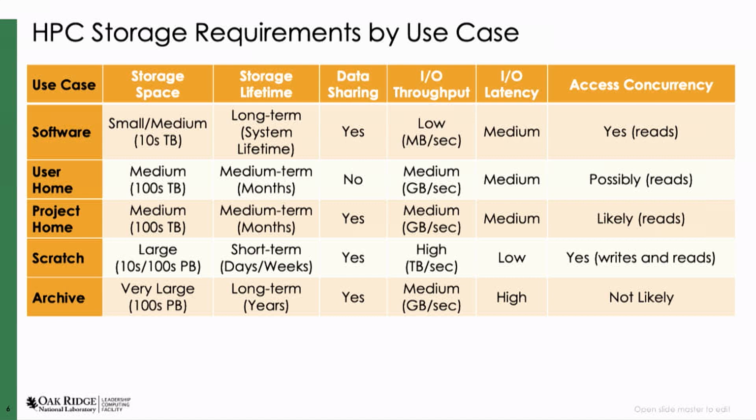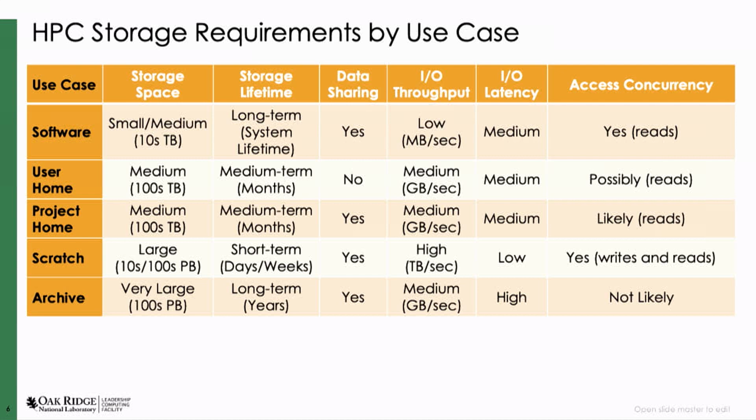User home and project home are very similar. The only difference really being that user is kind of private to the user, so you don't expect much sharing to go on. That's not to say you can't have sharing, because a user can run multiple things at once, and it's sharing its own data with itself. Again, this is primarily read-oriented access concurrency, and larger storage requirements that last for a medium amount of time.